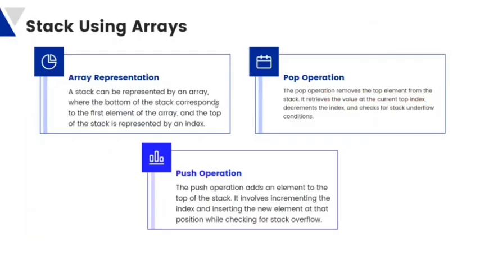Implementation of stack in C, using arrays. This is a very easy concept. A stack can be represented by an array where the top and bottom of the stack correspond to the first element of an array. That means A of 0, the first element of the array, represents the bottom element of the stack, and the top of the stack is represented by an index, that is, A of n minus 1.